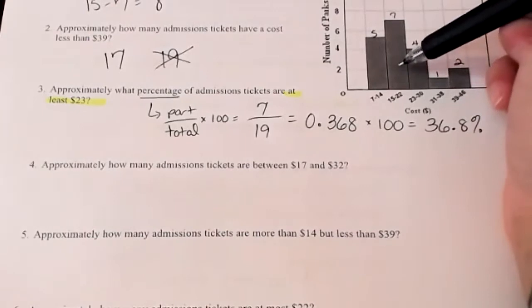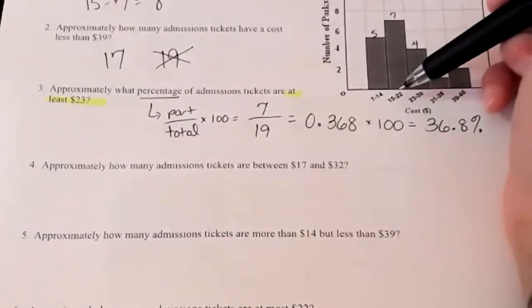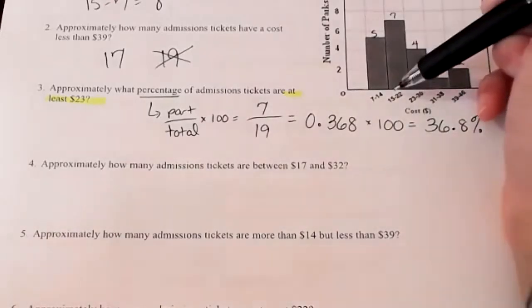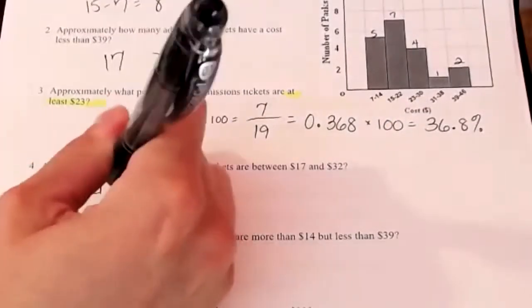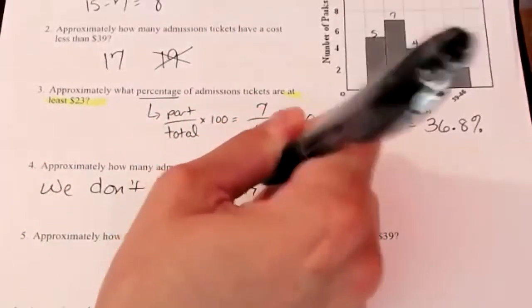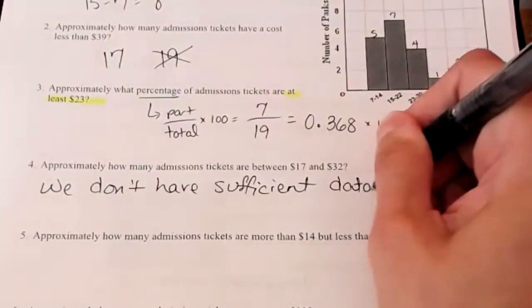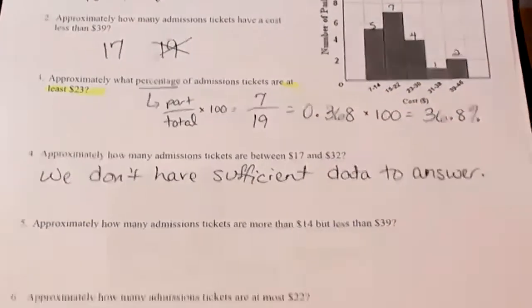What if all 7 recorded values were $15? Even though the range is from 15 to 22, it doesn't mean it has to span that entire range. The actual data could all be 15, right? So we have to be really careful with that. There's no way of knowing. So we don't have sufficient data to answer. There's not enough information. We don't have it.